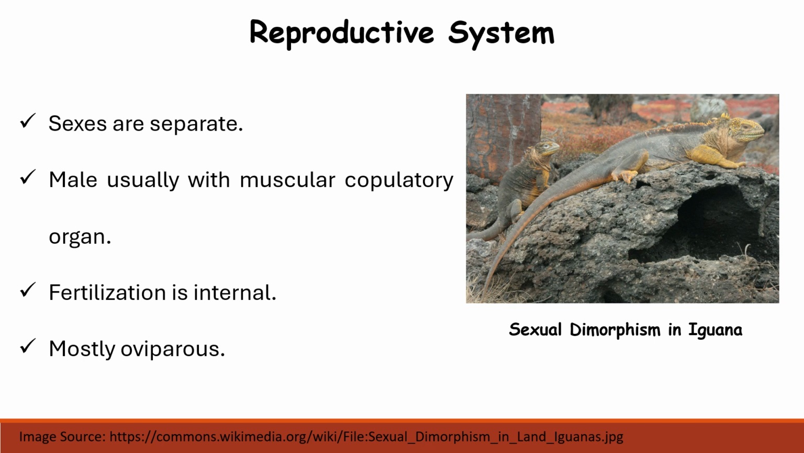Coming to the reproductive system, the sexes are completely separate, with clear-cut sexual dimorphism between male and female. For example, in the picture you can see the clear-cut sexual dimorphism between the iguana, the lizard categories. The male usually has a muscular copulatory organ because fertilization is internal, and mostly the females are oviparous.